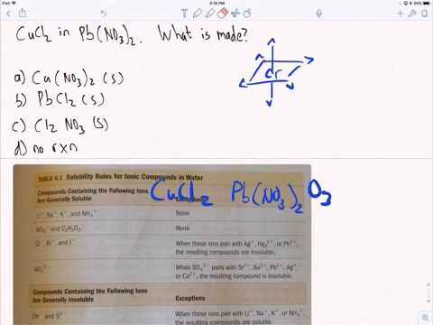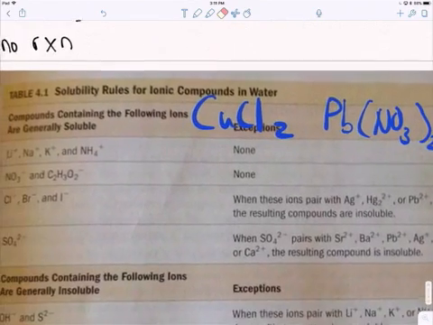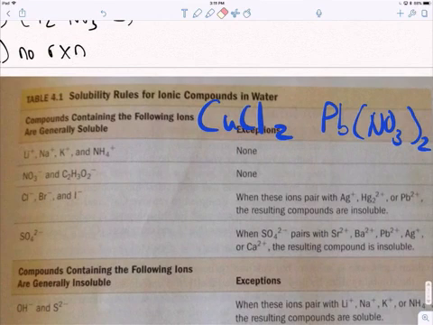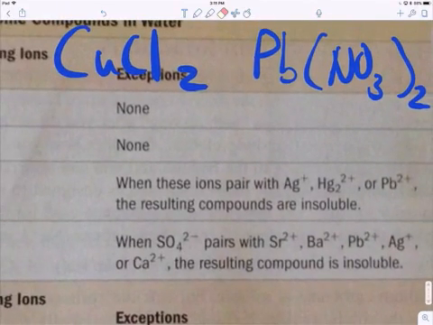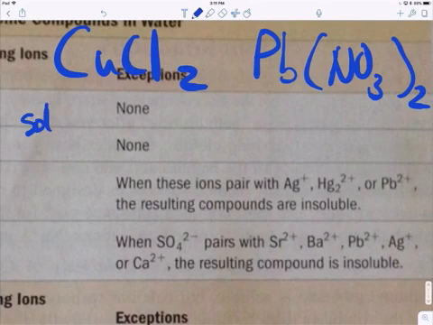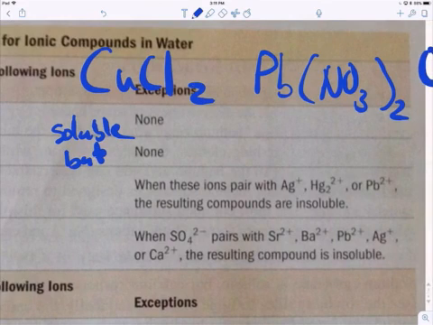How many think A, we're forming copper nitrate solid, precipitating out? How many think B, lead chloride? How many think C, dichlorine nitrate? How many think D, no reaction? Okay. We got some confusion, so I will come around. Go ahead and break up in your groups. These are soluble. Is anybody stuck? I guess a lot of people are stuck.